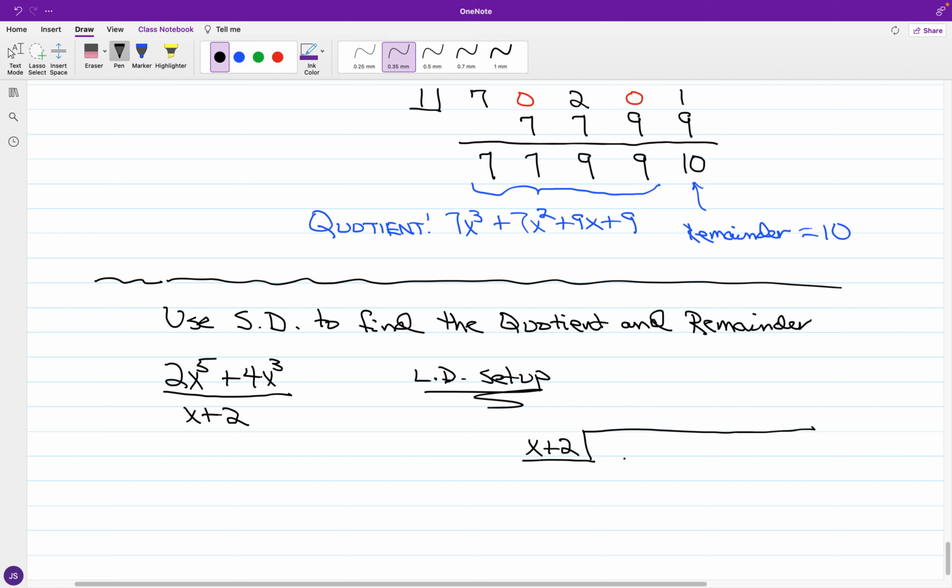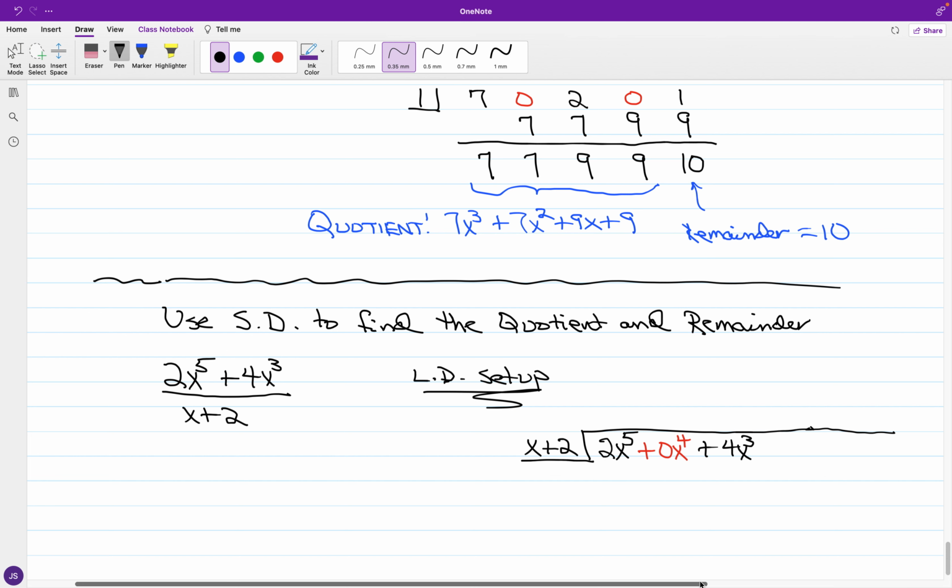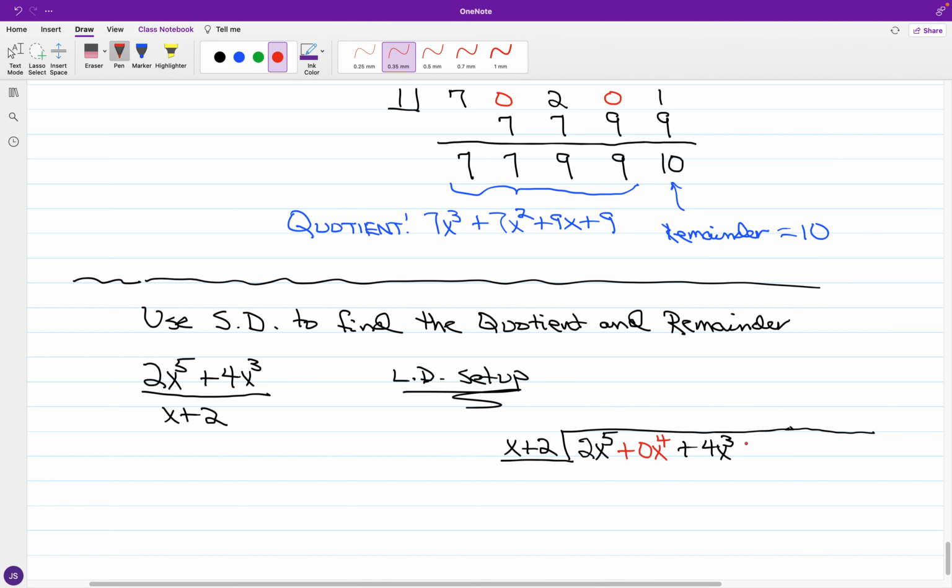Notice for the dividend, you have a rather high order polynomial expression. So you got 2x to the fifth. Notice we do not have an x to the fourth term, so we use 0 for placeholder purposes. And then I have 4x cubed, but notice we are missing the second order, first order, and constant terms. So I had to fill those in with 0 placeholders. So you got 0x squared plus 0x plus 0. So this would be your long division setup.